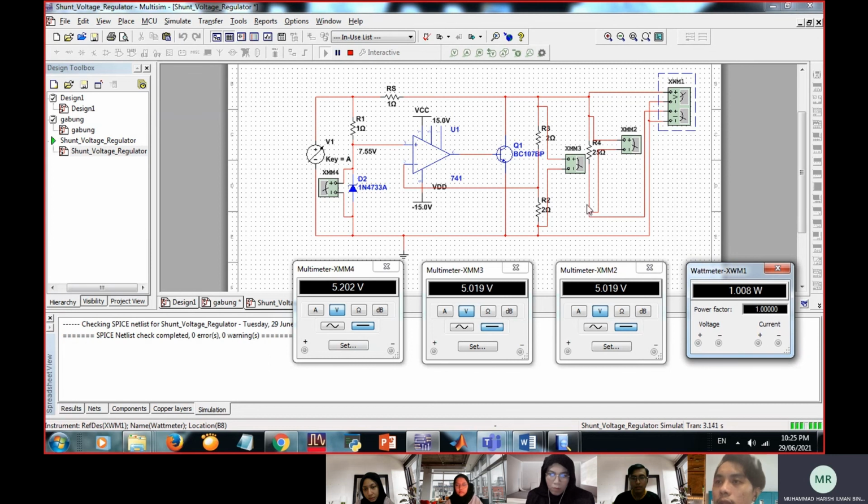It might be slightly different from the calculation due to the resistance of the circuit. Alright, I will wrap up this project.